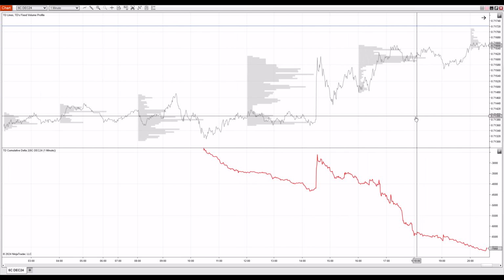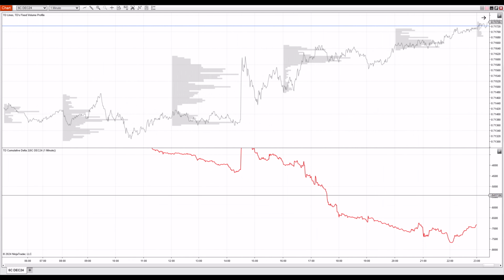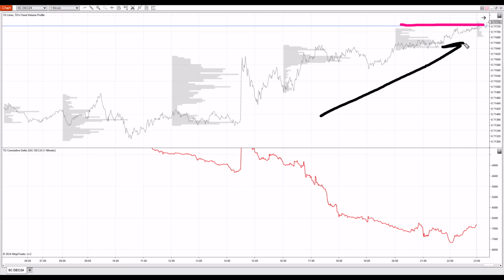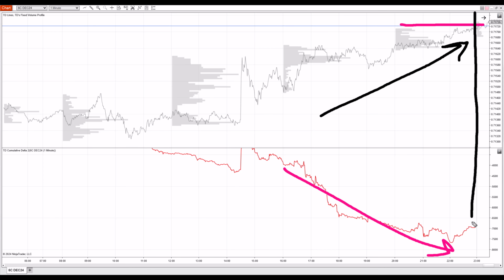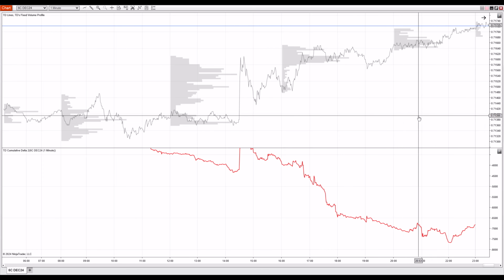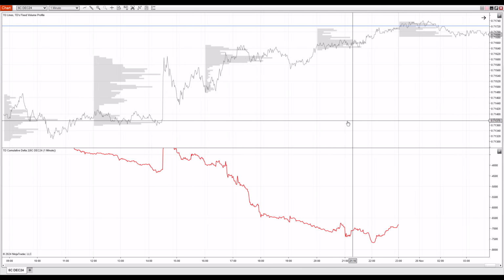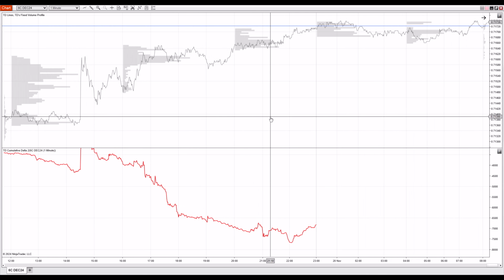So let me move this forward a bit. This is where the price hit that level. And at the same time, we still have that divergence. Price going upwards, but delta dropping. So the price hit the level. This is the end of the day, and let's take a look at how the price reacted to the level. Let me play it forward a bit.